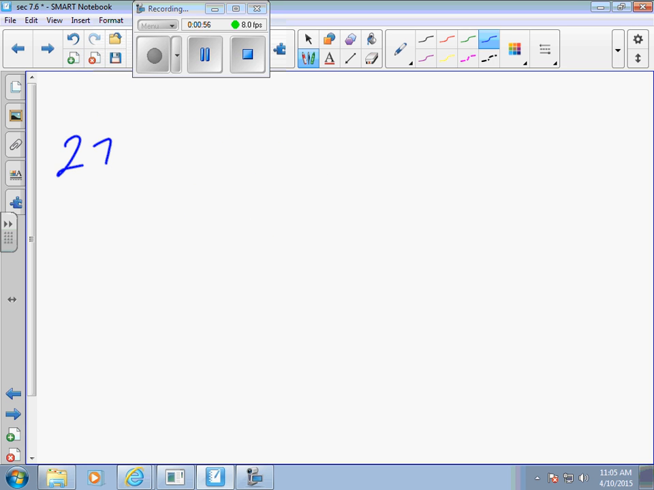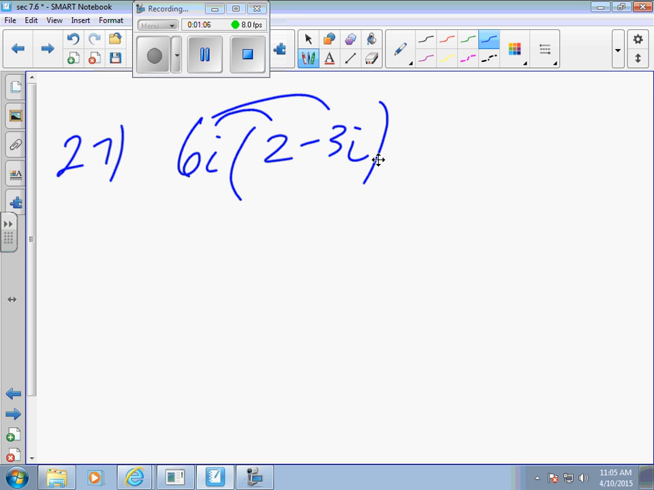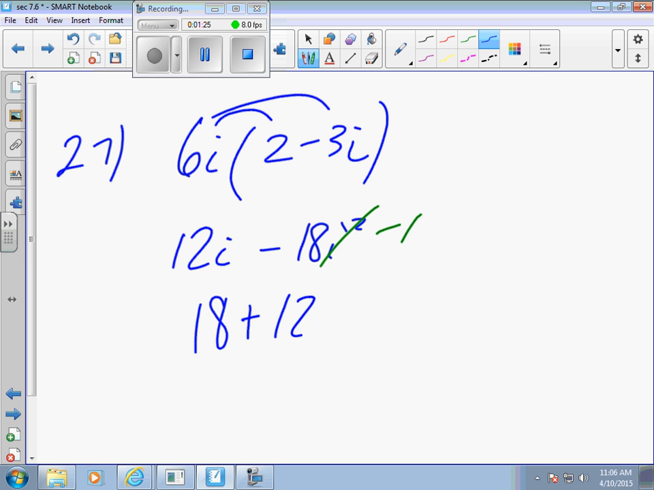On 27, if I have 6i times the quantity of 2 minus 3i, when I distribute the 6i to both of the things inside the parenthesis, I get 12i minus 18i squared. We know that i squared is equal to negative 1. When I multiply negative 18 times negative 1, I get positive 18 plus 12i.